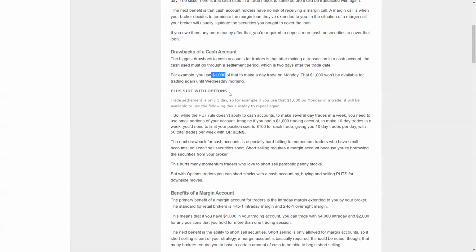So I'll break this down a little bit with you on options, guys, okay? So trade settlement is only 1 day with options. This is the amazing part. So instead of 2 days, okay, 2 days with regular stock, it's only 1 day settlement for options on a cash account. So for example, if you use that $1,000 on Monday in a trade, it will be available to use the following day, Tuesday, to repeat again.